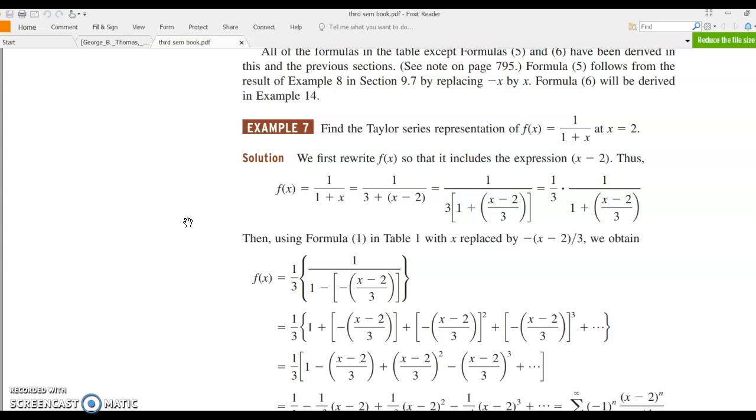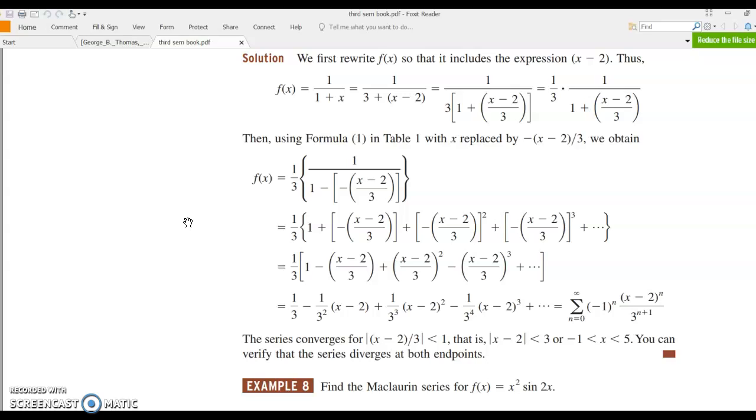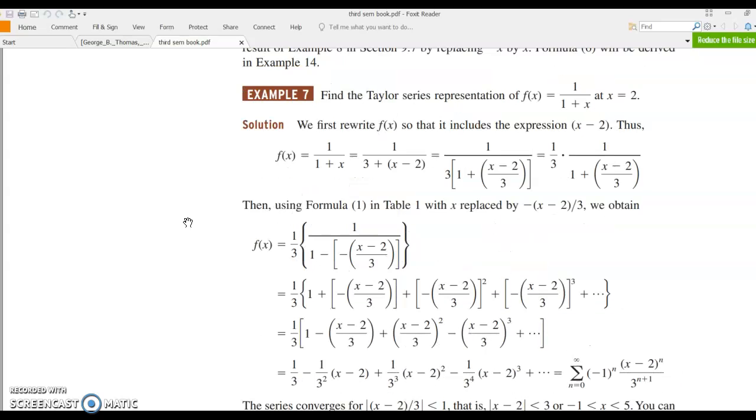Find the Taylor series representation of f of x equal to 1 by 1 plus x at x equal to 2. This is actually a very important question connected to the university examination. So there will be at least 1 or 2 questions relating to this Taylor and Maclaurin series in the university exam. So you have to study carefully.